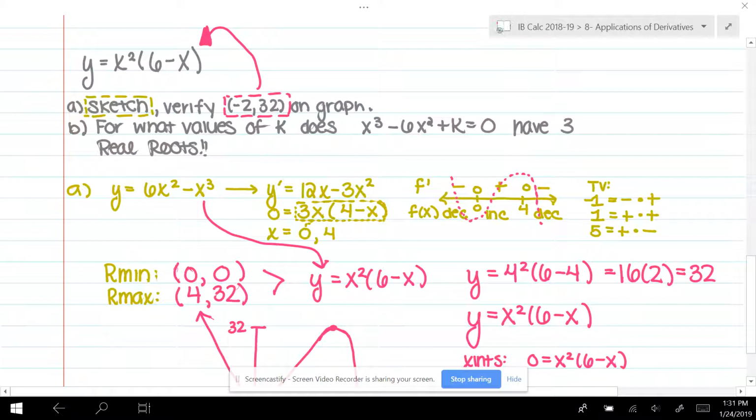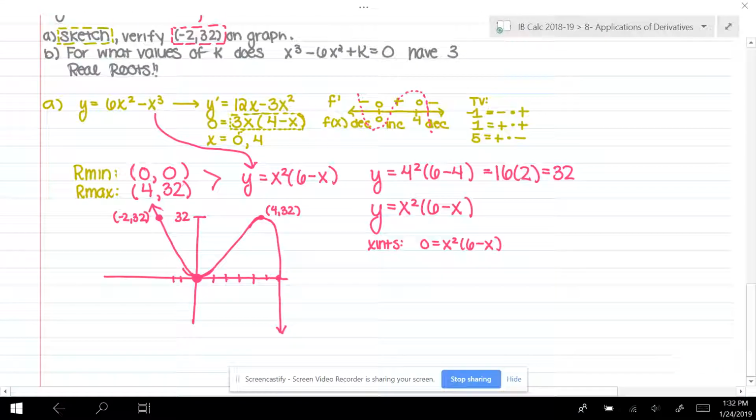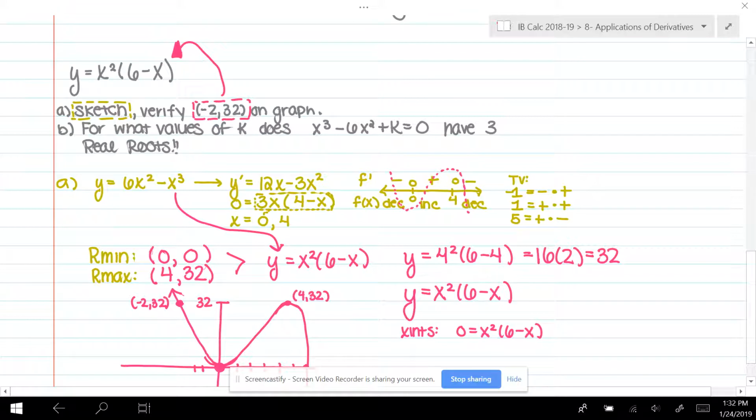Sub in -2, you should get 32 out. I'm going to plot it -2, 32, which is right here. All right. So here are all our points. This was 4, 32. This was -2, 32, and now we're happy. So now when we look at that next part, it seems like they pulled this out of thin air, but they didn't, okay? So let's look at him.